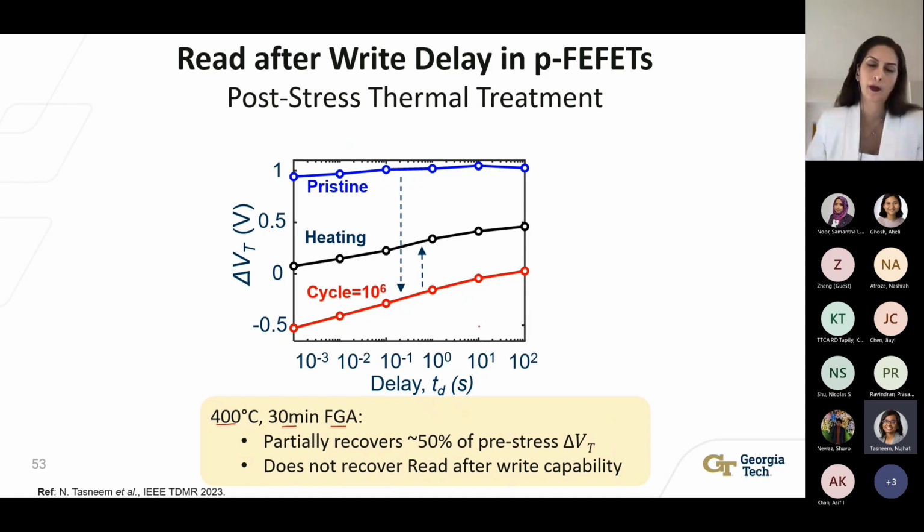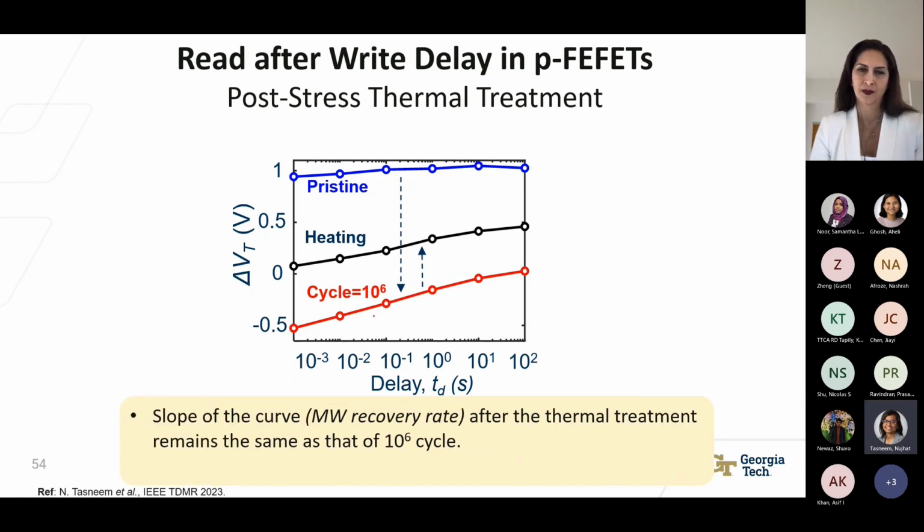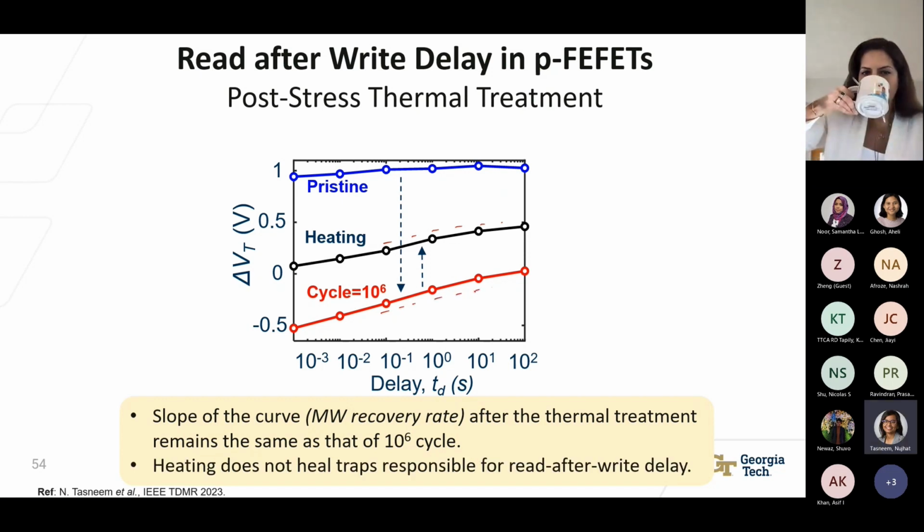we see that, interestingly, the memory window of the p-type FeFET partially recovers by around 50%. However, the read after write capability of pFET does not recover. And also the slope of the curve, or the memory window recovery rate after the thermal treatment shown by this black curve over here, remains almost the same as that for the 10 to the power 6 cycled one, which is shown by this red curve over here. So the bottom line here is that thermal treatment does not heal the traps that are responsible for the stress-induced read after write delay in pFETs.